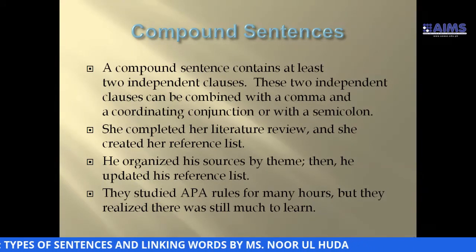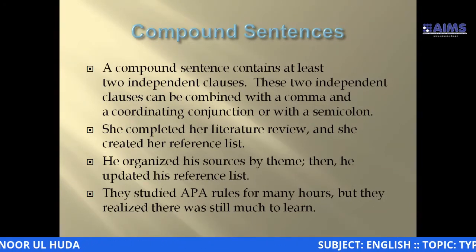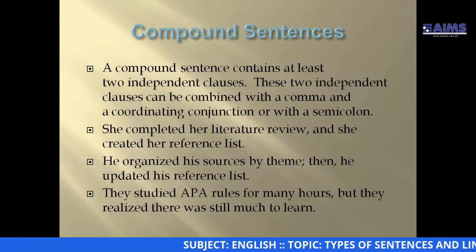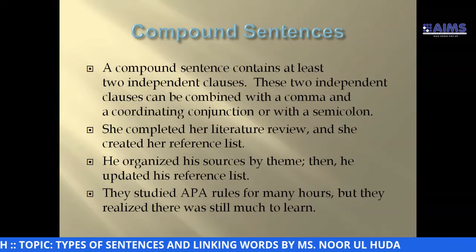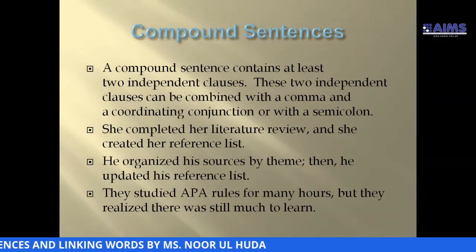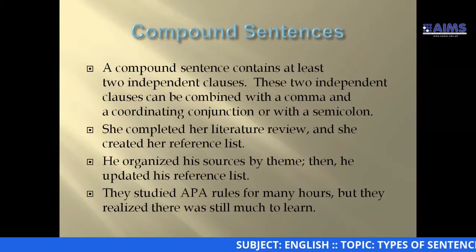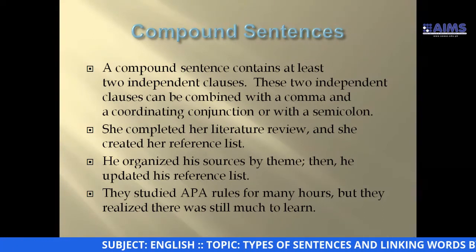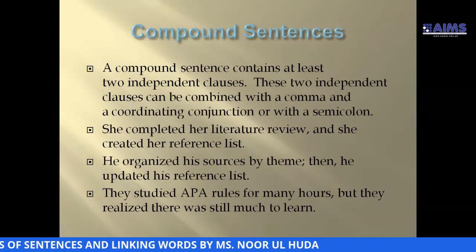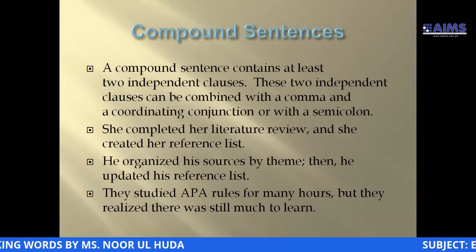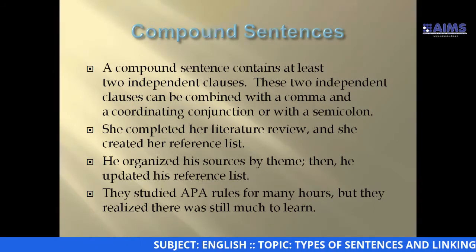These two independent clauses can be combined with a comma and a coordinating conjunction, or with a semicolon. We cannot say that we always use connectors to connect the independent clauses of compound sentences. We use commas, and we can also use a semicolon to show that the sentence is compound, not simple. For example, she completed her literature review and she created her reference letter.